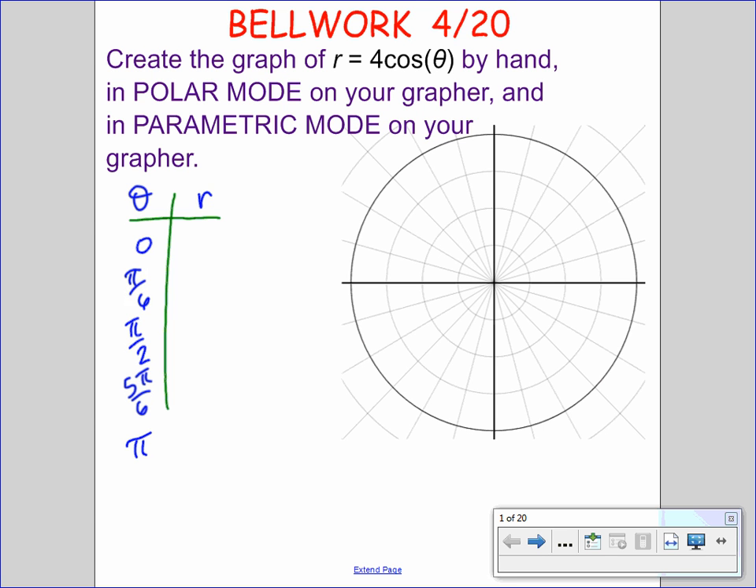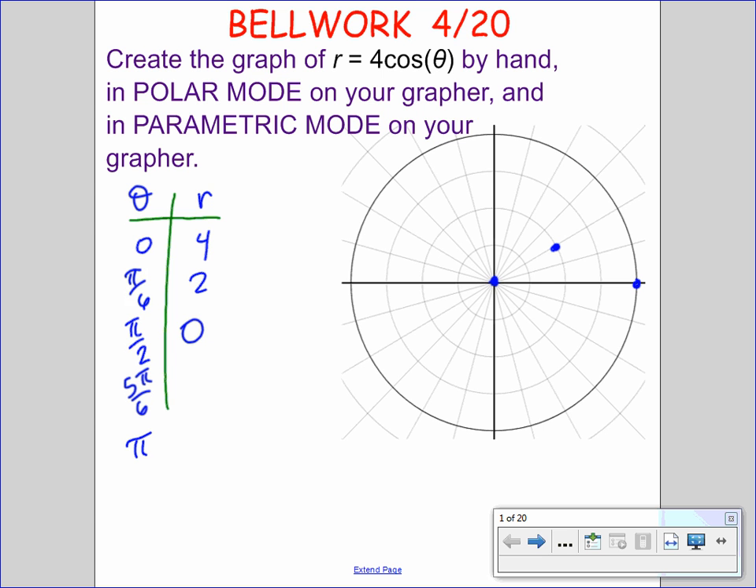Evaluating my r equals 4 cosine theta function: cosine of 0 is 1 times 4 is 4. So in the 0 direction I've got 4. Pi over 6: cosine is 1/2 times the 4 is 2, so in the pi over 6 direction we're going to go 2. Is that pi over 6? Yeah. Is that 2? Yeah. In the pi over 2 direction, cosine of pi over 2 is 0, so in the pi over 2 direction I'm going 0.